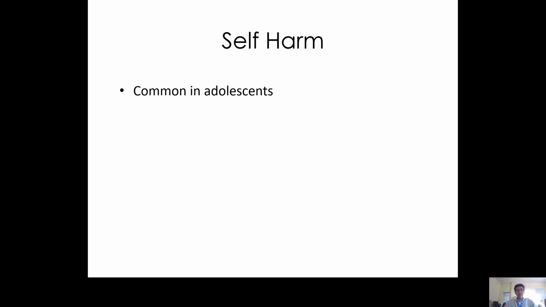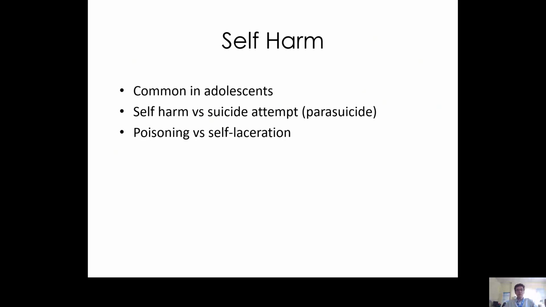Self-harm isn't a condition in its own right, but it's worth mentioning here. It is common, increasingly so in adolescence. We need to make the distinction between self-harm and those who are trying to end their life. Parasuicide is an attempt to end one's life that doesn't end in completed suicide, and may also involve self-rescue, for example, taking a small overdose and then seeking help immediately.